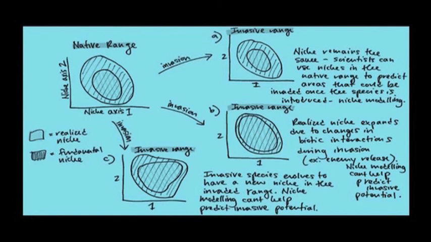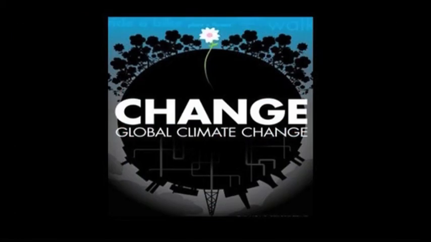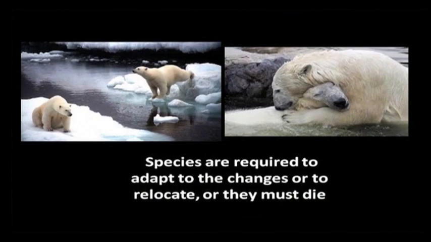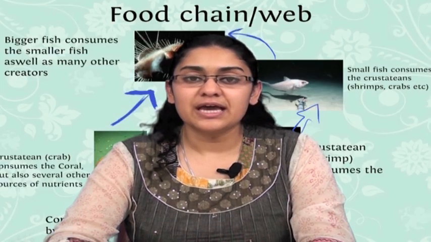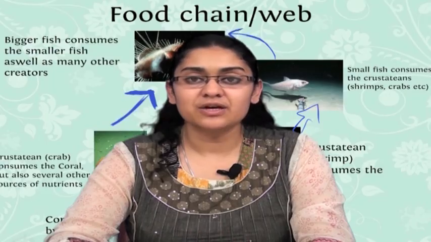Invasion of one niche by a non-indigenous species can lead to biological pollution. One of the reasons for such biological pollution is the rapidly changing climate. Species are required to adapt to the changes or to relocate, or they must die. This brings a change in the food chains and hence food webs.